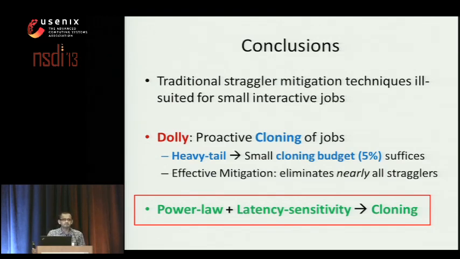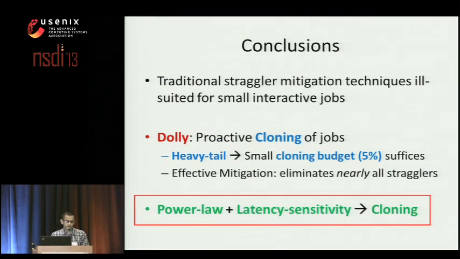Sanjay from Purdue. Is there any case where cloning can backfire? Does this rely on the fact that stragglers are kind of random and correlations do not occur, or can there be some weird correlations that could backfire the cloning algorithm?